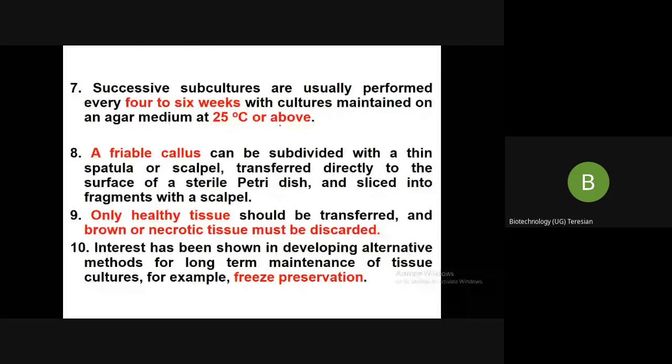Successive subcultures are usually performed every 4 to 6 weeks with the culture maintained in an agar media at 25 degrees centigrade or above. So you do your subculturing every 4 to 6 weeks and see to it that you maintain your callus in the agar media and provide a temperature of at least 25 degrees centigrade or above, or usually 25 degrees centigrade plus or minus 2.